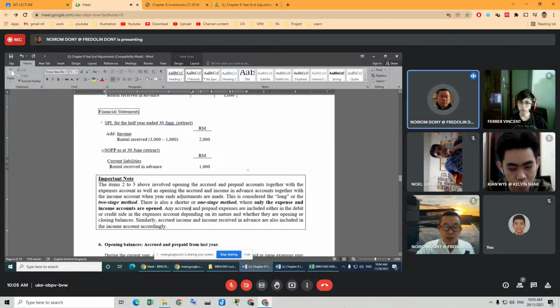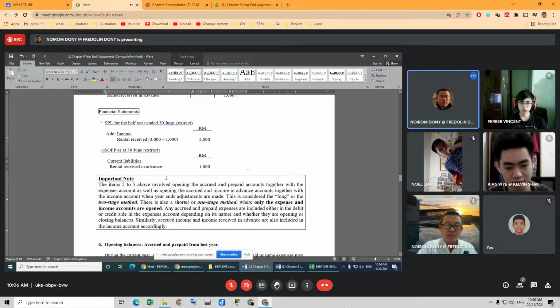But we have an alternative, the one-stage method. We only open one account. Like this one, we open only the income account, the rental receipt account, where only the expenses and income account are open. Any accrued or prepaid expenses are included either on the debit side or credit side, meaning we have a debit balance or credit balance. That's all. One account only.